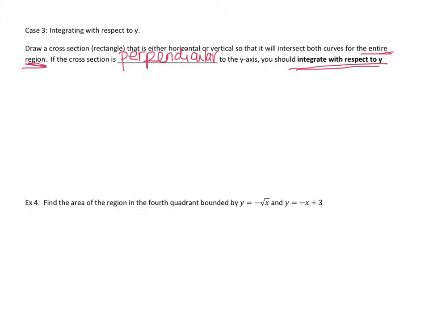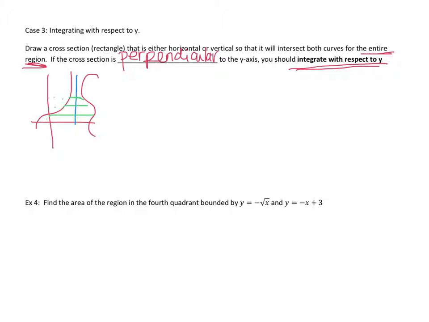So let me give you some examples. Here's a curve. So here's one curve, here's another curve, okay? If you're drawing rectangles in this region, if you draw a vertical rectangle, so pretend my line's a rectangle, it's not intersecting either curve, right? But if you were to draw a horizontal rectangle there or here or there, it would intersect both curves, and notice it's perpendicular to the y-axis.